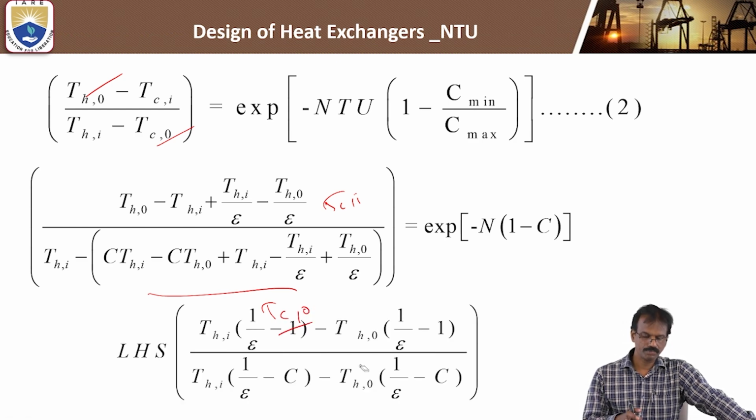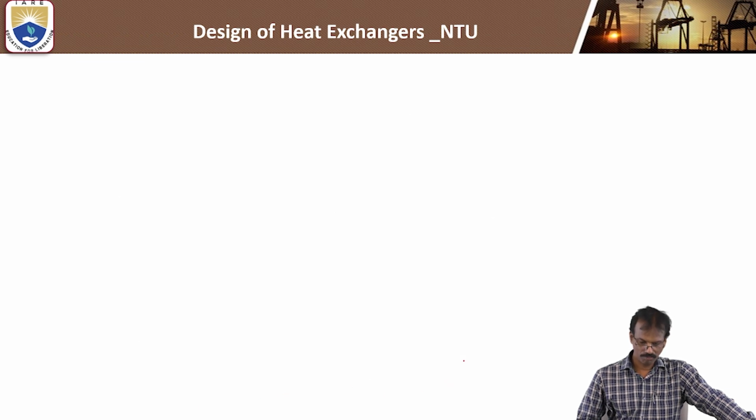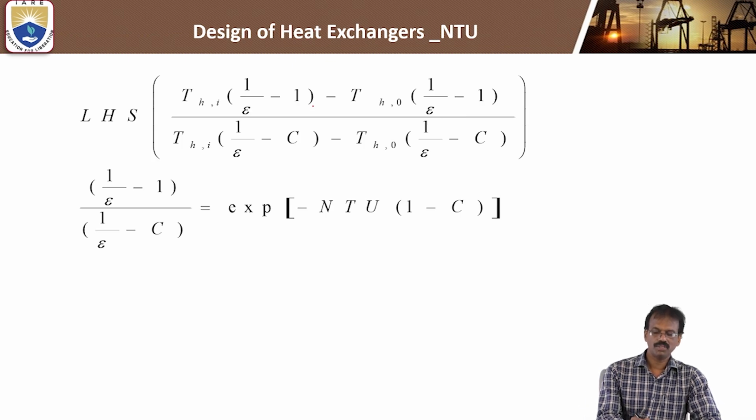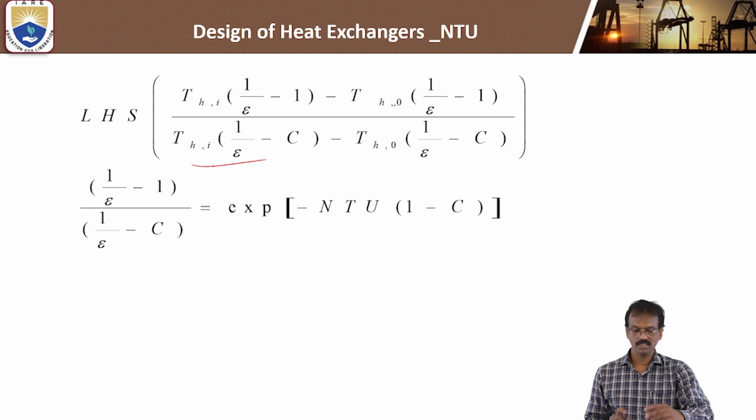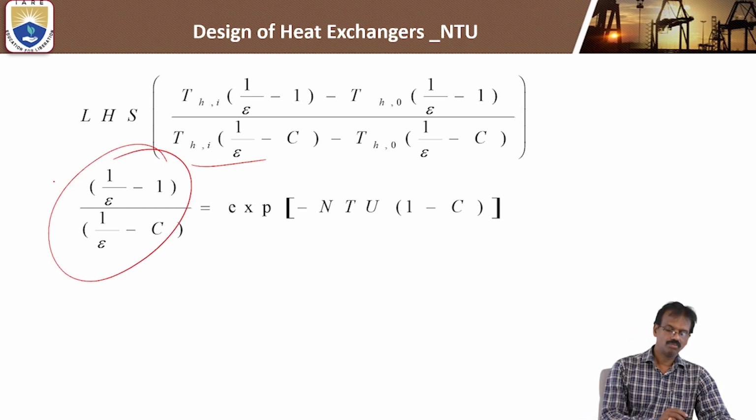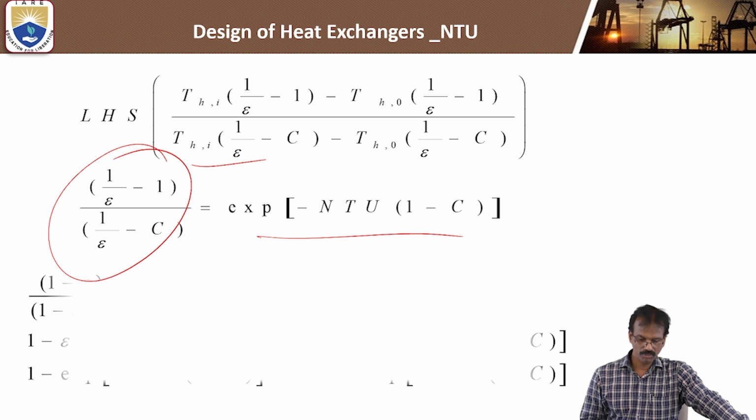Then the equation will be like this one, RHS. So on the left hand side, we can take THI into 1 by epsilon minus 1 minus TH0 into 1 by epsilon minus 1. Here also THI into 1 by epsilon minus C, TH0 into 1 by epsilon minus C. If you simplify this, LHS is equal to THI minus TH0 into 1 by epsilon minus 1. Okay. So THI into 1 by epsilon minus C minus TH0 is equal to 1 by epsilon minus C. Then THI, TH0 is the common term, so you can cancel this one. Then 1 by epsilon minus 1 by 1 by epsilon minus C is equal to exponential of minus NTU into 1 minus C. So this one is the value.